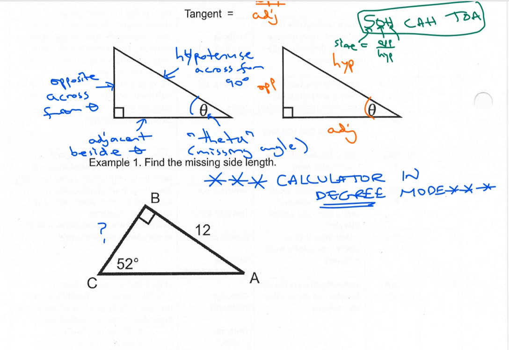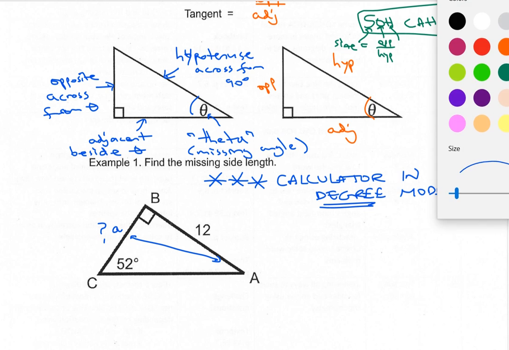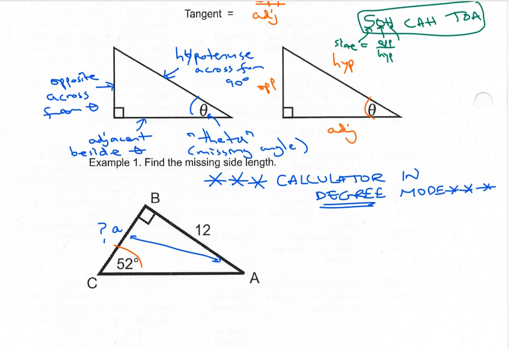Okay, so give it a letter. Let's call it little a. Usually when we name sides, little a is across from big A, and little b will be across from big B, and so on. So look what I have in this question: my angle is 52 degrees. So here's my reference angle now.